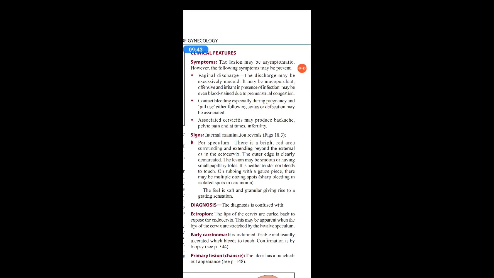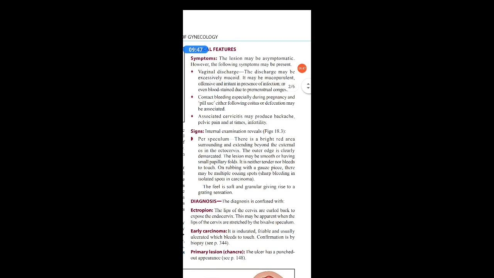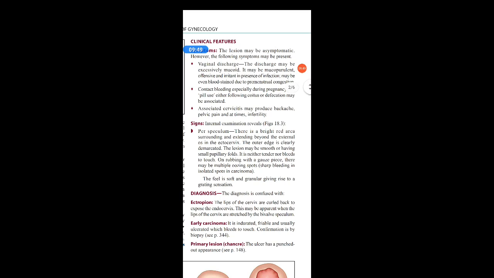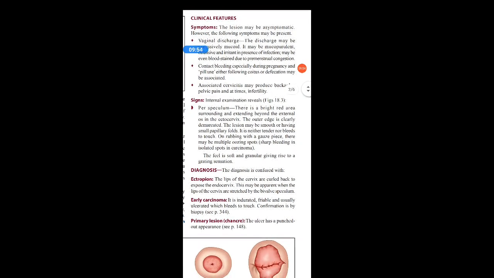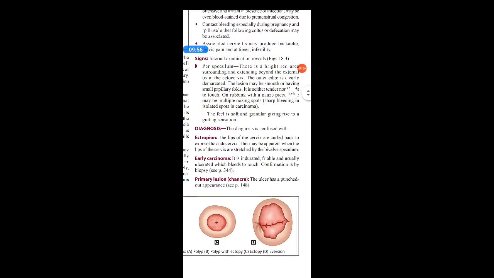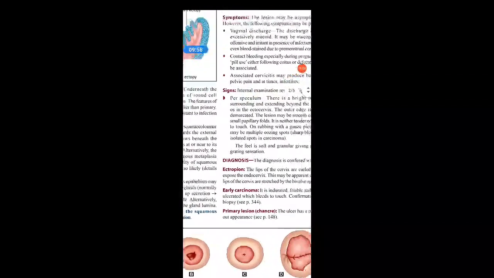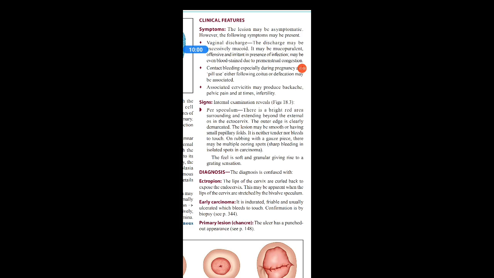Contact bleeding, especially during pregnancy and pill use, either following coitus or defecation, may be associated. Associated cervicitis may produce backache, pelvic pain, and at times may lead to infertility also. Signs: internal examination reveals the following signs. So what are the signs you can see here? Per speculum. First you have to start with the per speculum examination.